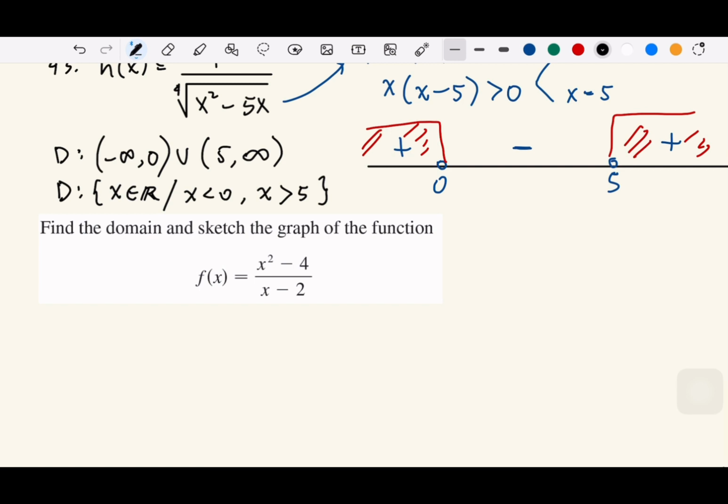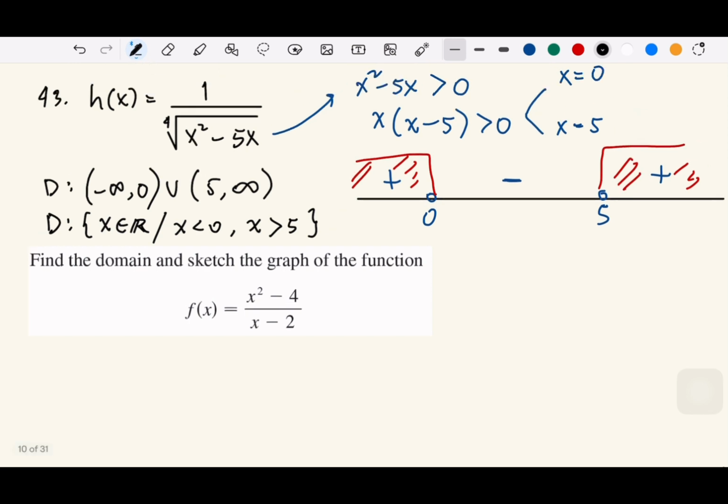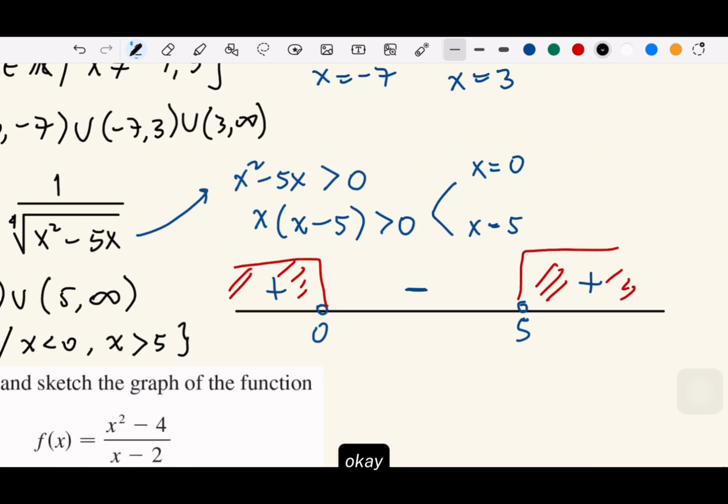Why is it not x greater than 0? Okay, good question. What happens if x is greater than 0? Can you put here, you put 1. 1 minus 5, it's negative. Okay. So that's why this line number is your tool to help.